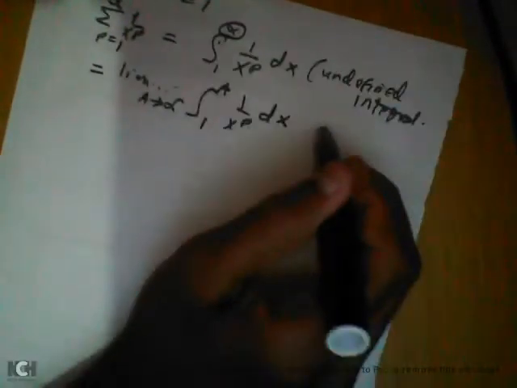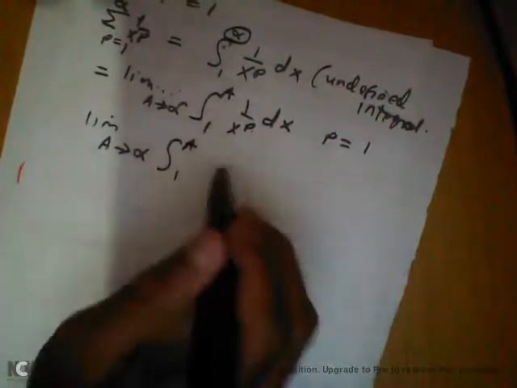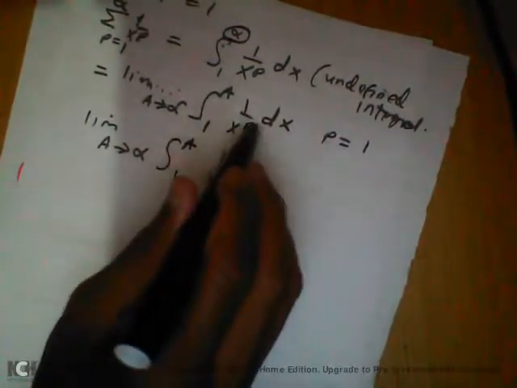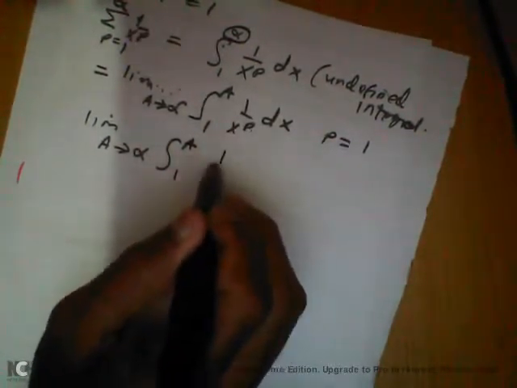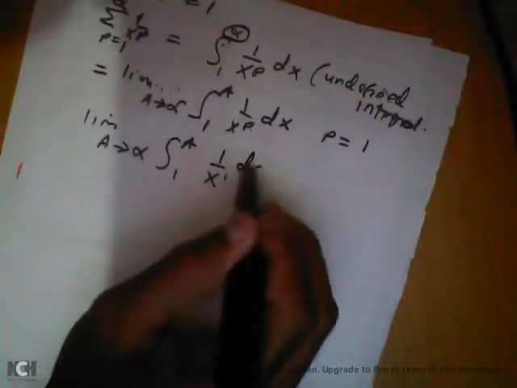But how do we say it? We say now p equals 1. So that's going to be the limit as a goes to infinity of the integral from 1 to a of 1 over just x, because it's going to be power 1. Anything to the power 1 equals that thing, so x to the power 1 is just x, dx. So we know this is ln of x.